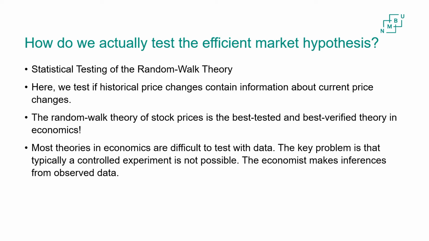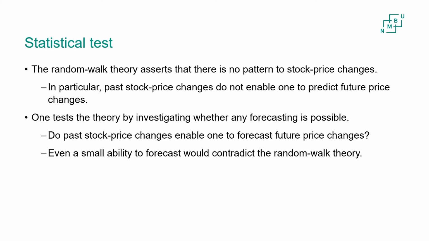So what's our problem? Our problem is that we can't perform an experiment. We only have historical data to work with. So what we're going to do now is devise some tests to actually test the random walk theory. If you have a random walk, then you would not be able to forecast the pattern, because there would be no pattern. The process would not repeat itself.